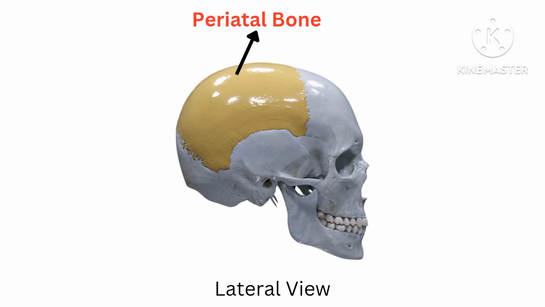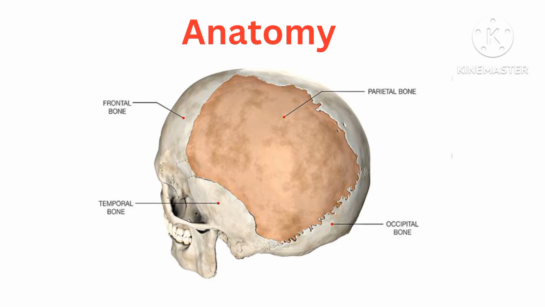The parietal bone is a paired, flat bone that forms a significant portion of the human skull. It contributes to the cranial vault, which protects the brain. The two parietal bones are situated on either side of the skull, and together they form the top and sides of the cranium. Anatomy. Parietal bone is quadrilateral and flat.